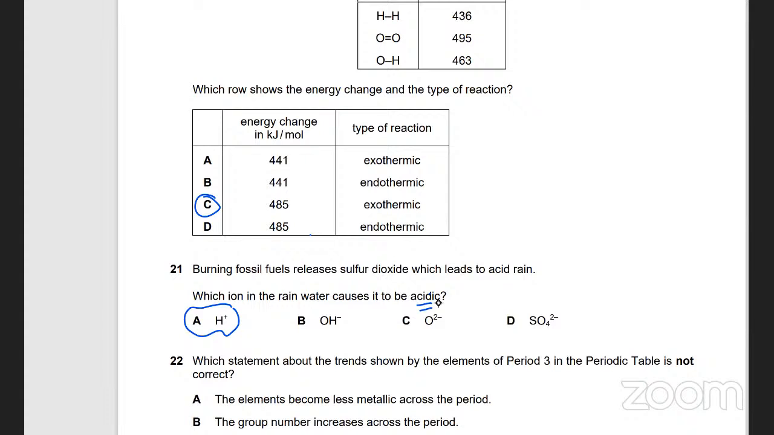So anything that's acidic is because of H plus 1. और जितने भी acid होते हैं उसमें common क्या होता है? They all have H plus 1. ठीक है, nitric acid.